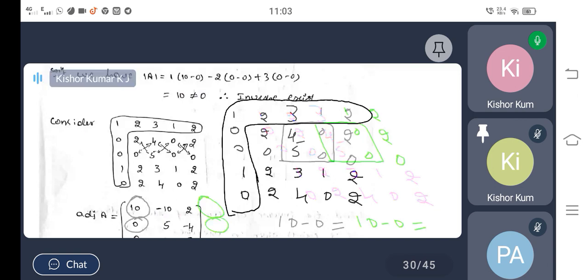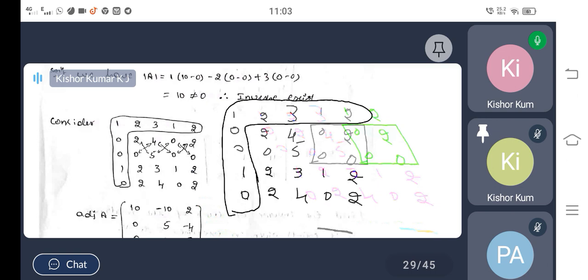And the last 4 elements. So we have to go for this. Again it is 0 minus 0, it will be 0 only. So after completion of the first column, we should move on to get the second column answer. To get the second column, I have to consider the second row and the third row. Second row and third row.